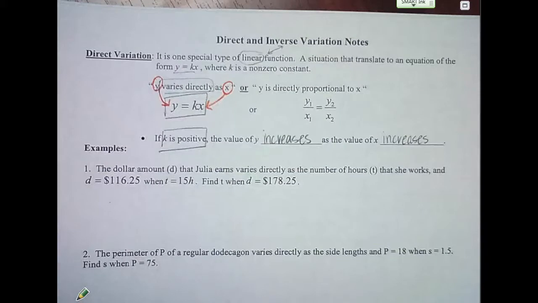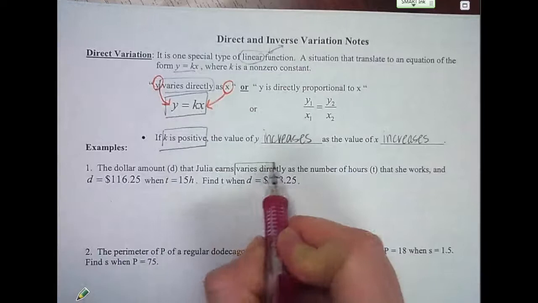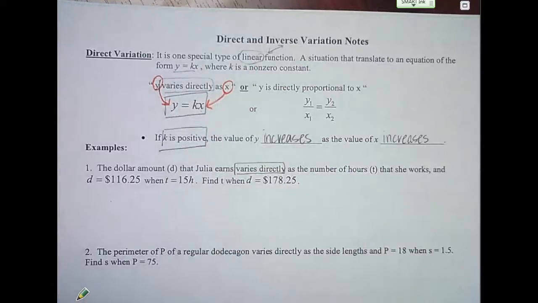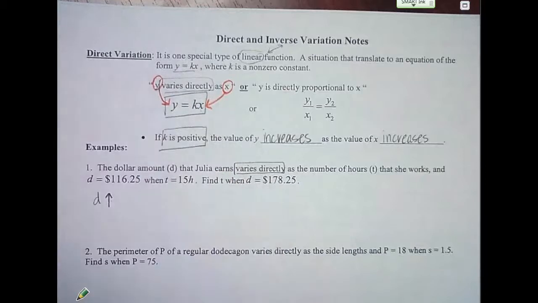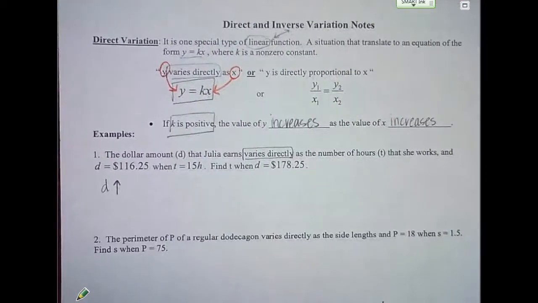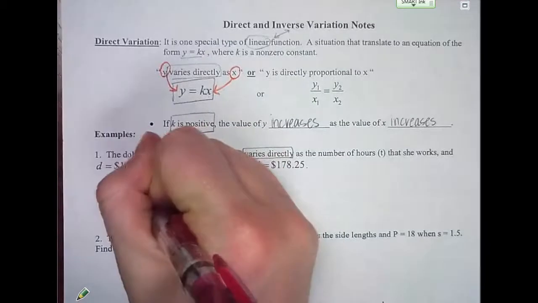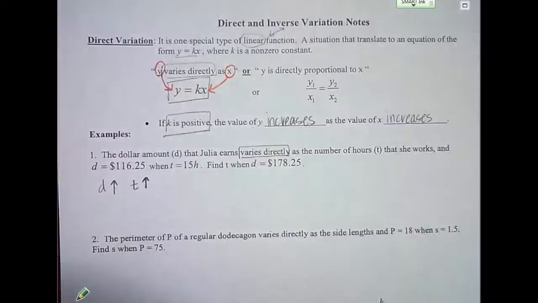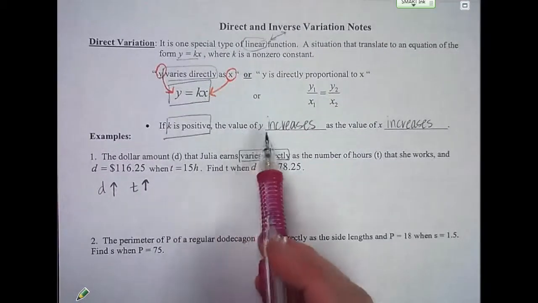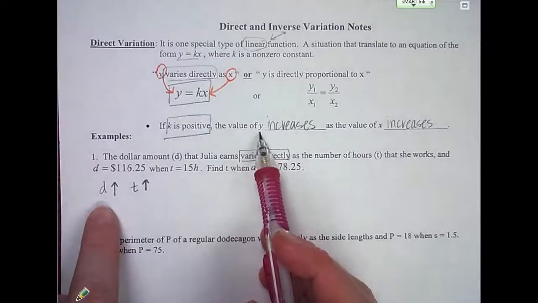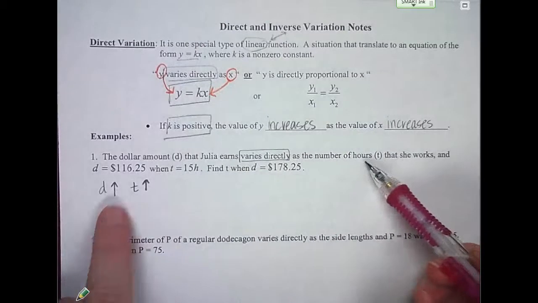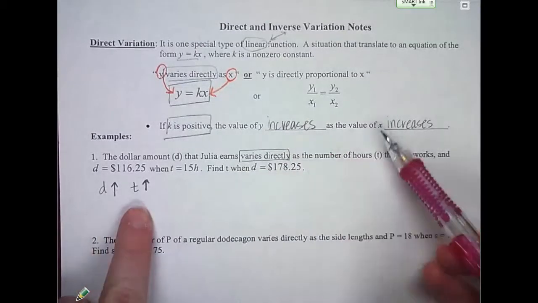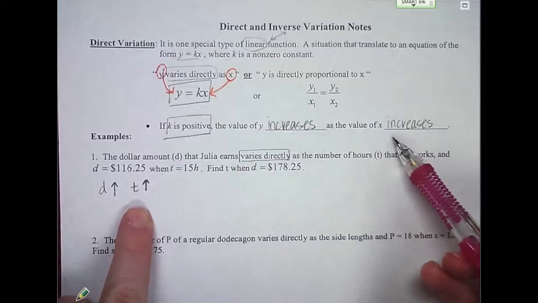On number 1, it says the dollar amount that Julia earns varies directly as the number of hours that she works. So for direct variation, if it says varies directly, our dollar amount is going to increase as our time increases. The value of y, which in this case is our D, our dollar amount, varies directly as the number of hours. So the dollar amount increases as the value of x, or in this case our time, increases.